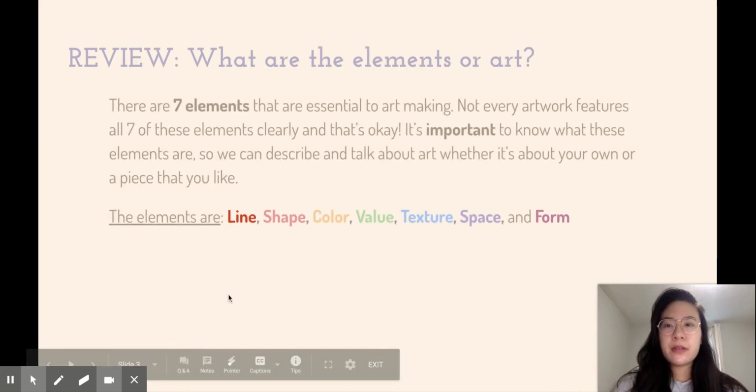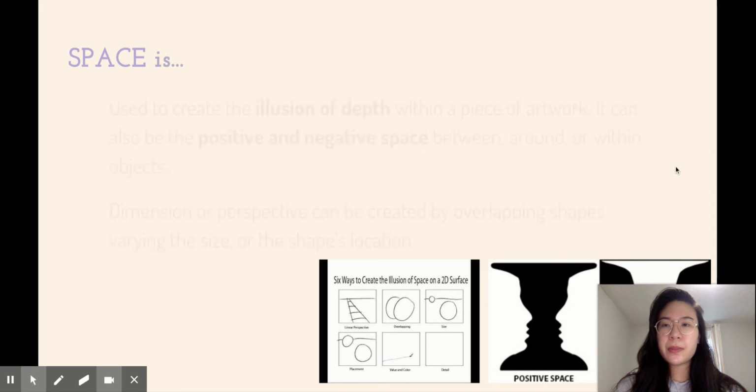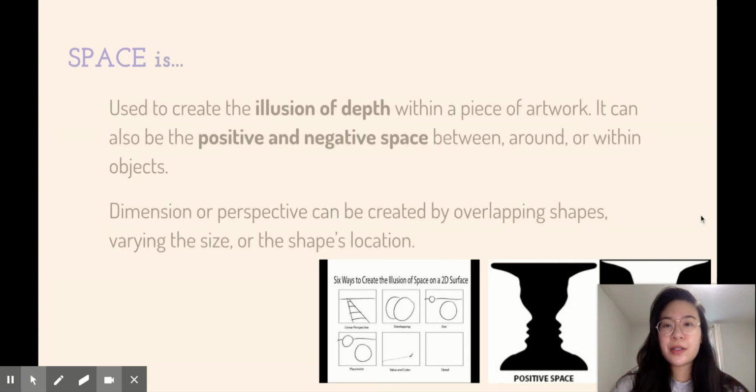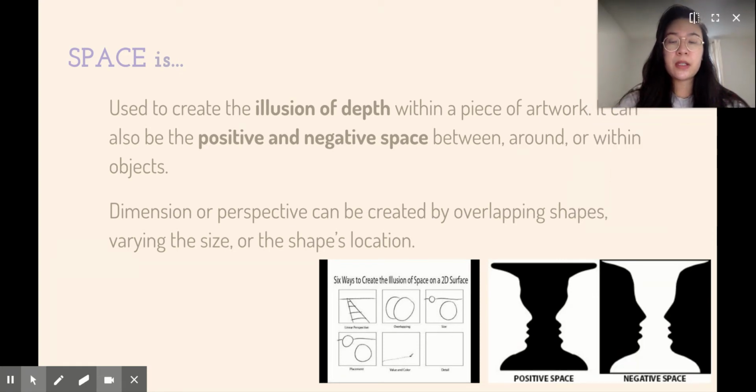Quick review. You can pause and read this if you'd like. I did read it over last week, so I'm going to move along. Space is used to create the illusion of depth within a piece of artwork. It can also be the positive and negative space between, around, or within objects. Dimension or perspective can be created by overlapping shapes, or varying the size or the shape's location. So space could basically be two things.